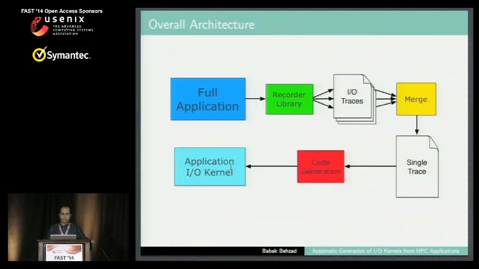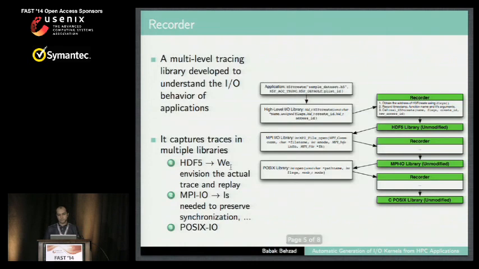The overall architecture of our system is that you have the full application. We have developed a recorder library that is linked to your application, and once you run your application, it generates I/O traces on each of the ranks. Then we have a merging tool that merges these traces into a single trace so that code generation can be done on that single trace. Once you do that, you will have the application I/O kernel. So let's go over each of these components.